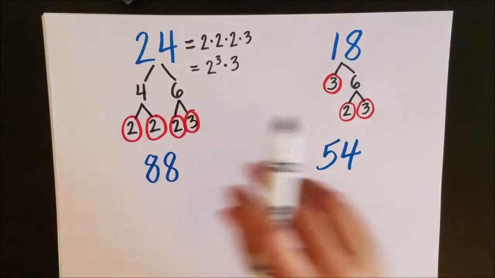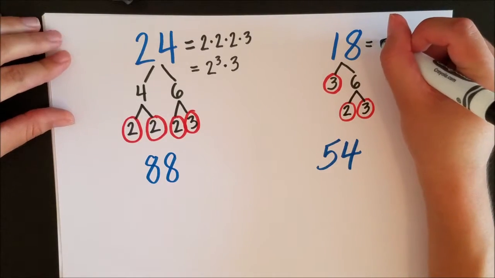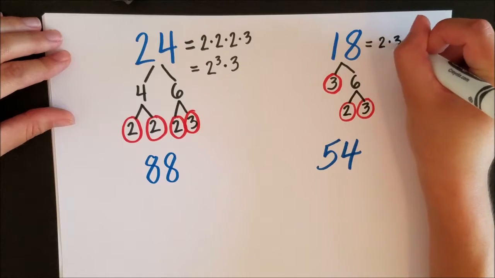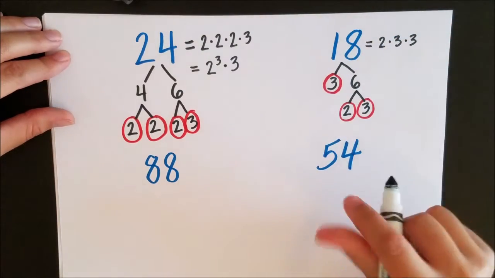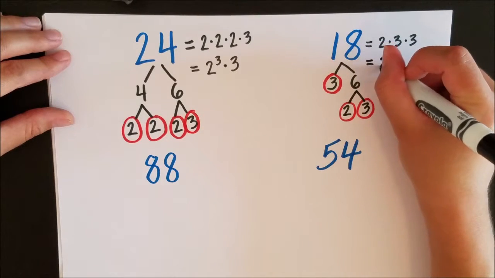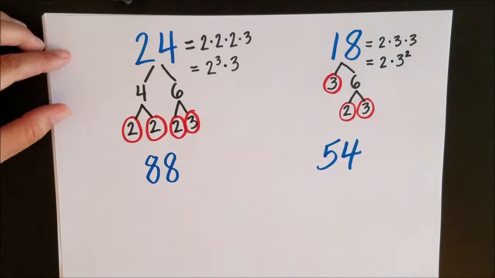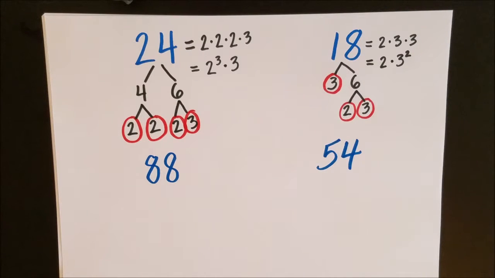So now I'm going to take my 3 numbers, and we like to write them out in order of the numbers. So 2 times 3 times 3, all my 3 numbers. And then if I wanted to write it with exponents, I could do 2 times 3 squared. And that would be my prime factorization for 18.